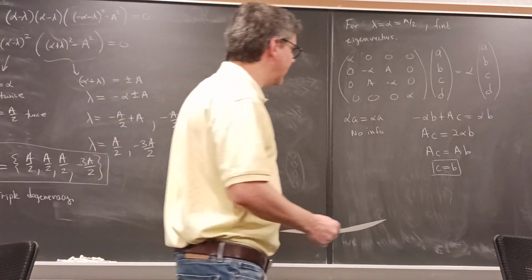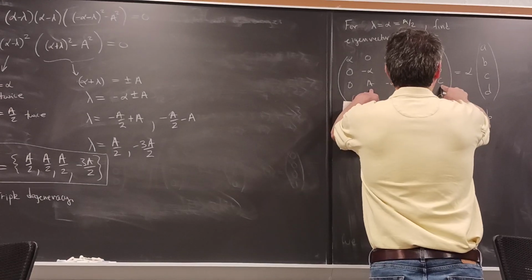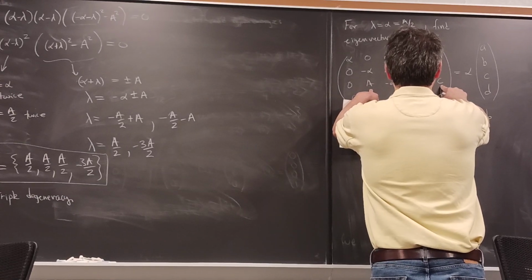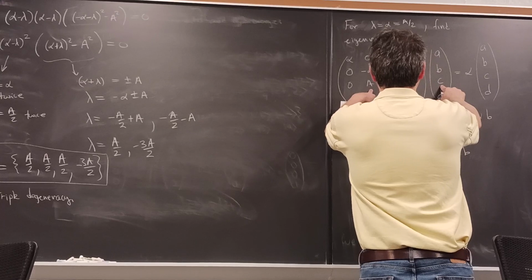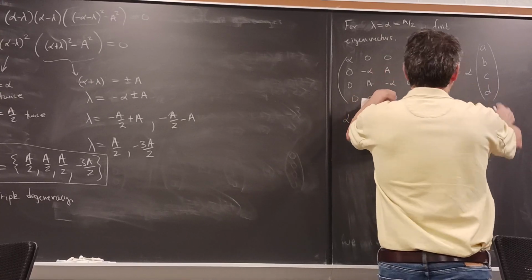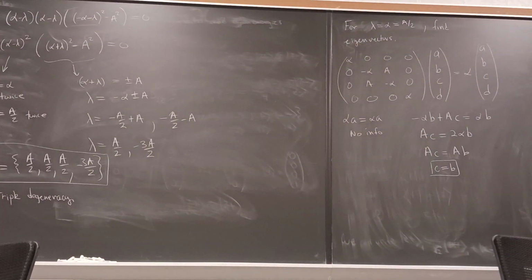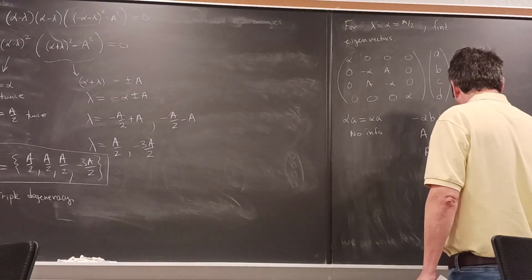And this middle line gives you the same thing. You'll have ab minus alpha c is equal to alpha c, so you'll get the same relationship there. It won't tell you anything new. It will tell you b equals c again. So this is all we know.